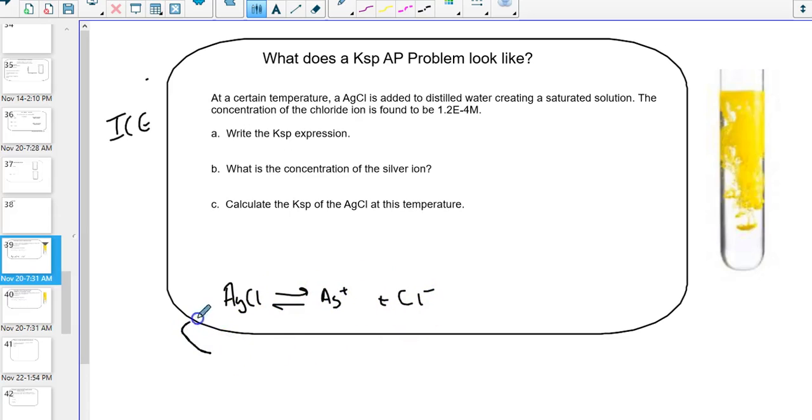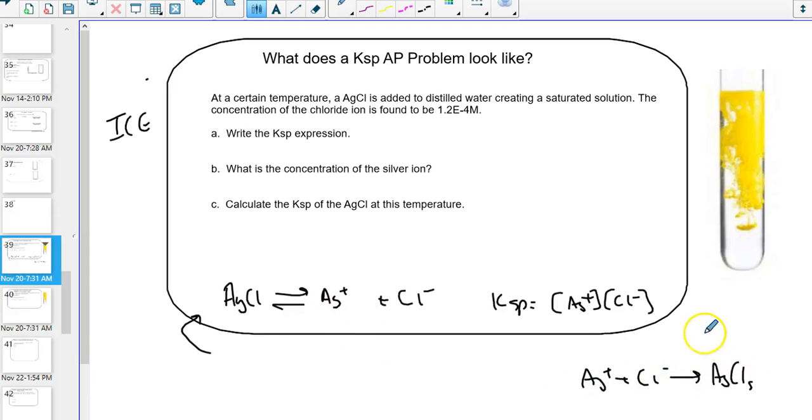Now again, we use this, so the KSP expression: KSP equals the concentration of Ag plus times the concentration of Cl minus. We use it this way because if I did it the reverse way, Ag plus Cl minus produce AgCl, then it would be KSP equals 1 over the concentrations.